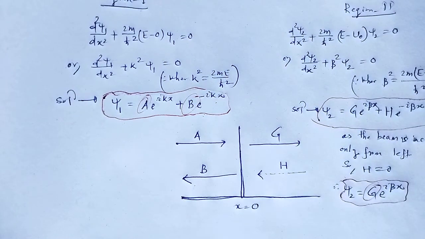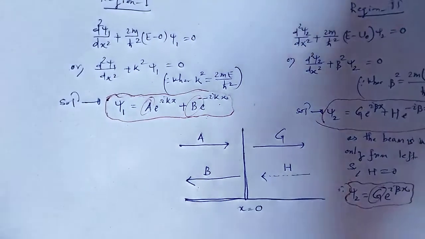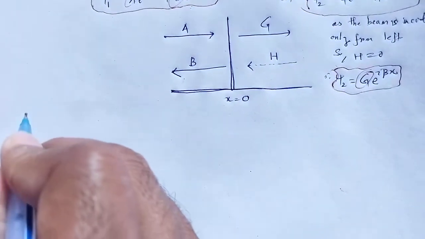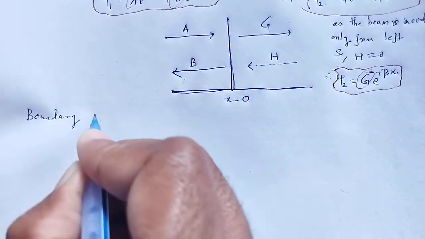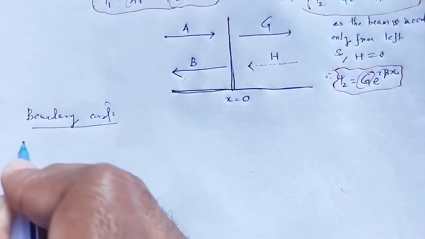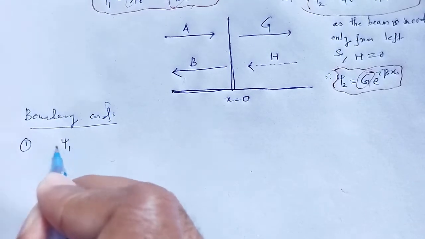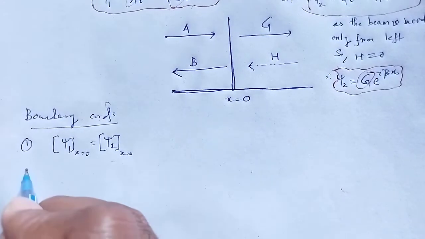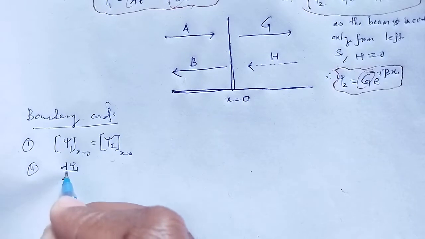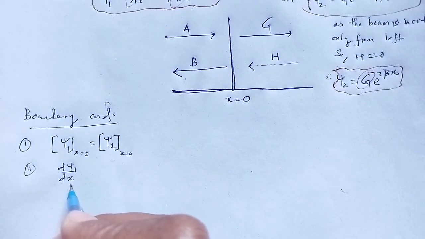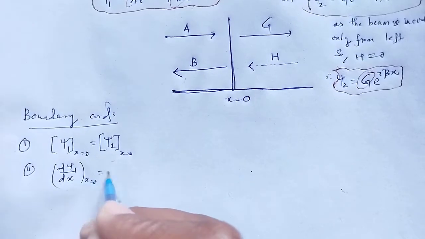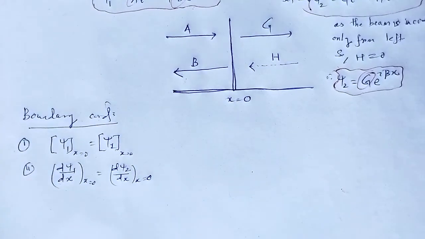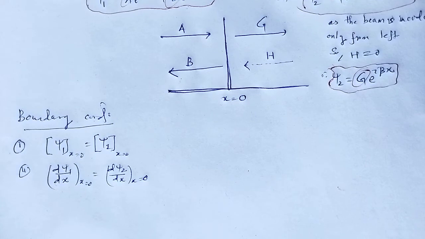What should be the amplitudes? Again, we use the boundary conditions to evaluate these amplitudes. Boundary conditions: psi 1 at x equal to 0 is the same as psi 2 at x equal to 0, and its first differentiation d psi 1 by dx at x equal to 0 is the same as d psi 2 by dx at x equal to 0. Using these boundary conditions, we can easily evaluate these amplitudes.